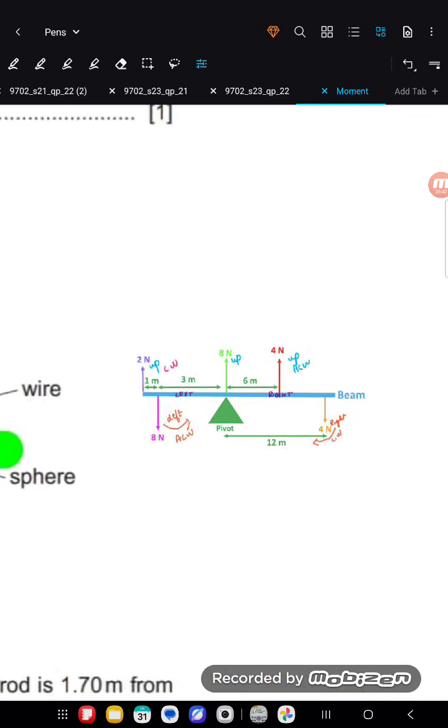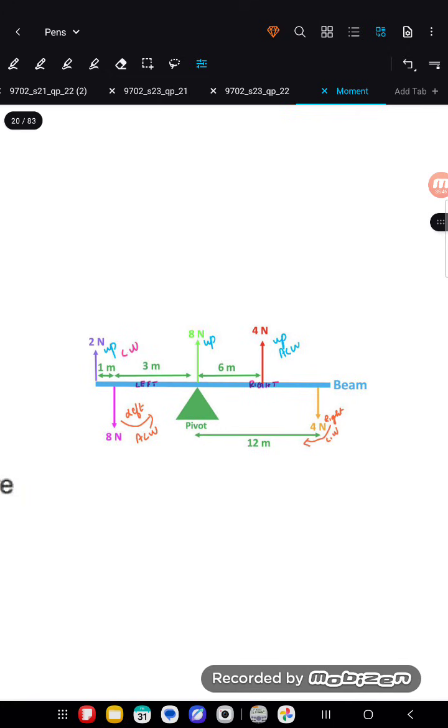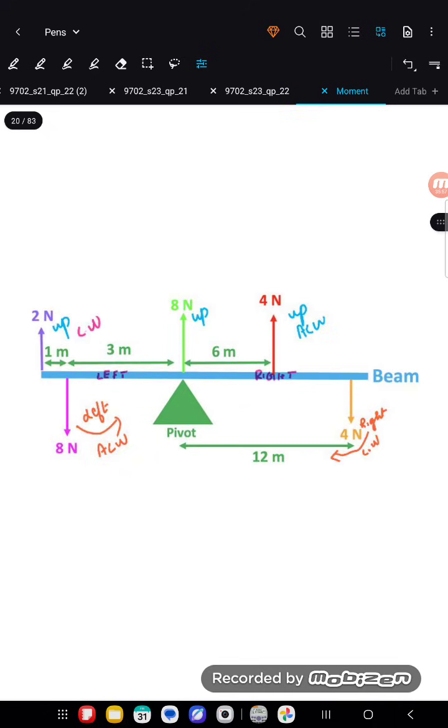What you have to consider is that they will give the pivot. You have to see the right side and left side. So whatever force is acting on the right side downward will be clockwise. Whatever force is acting upward on the right will be anti-clockwise. Upward from the left will be clockwise.